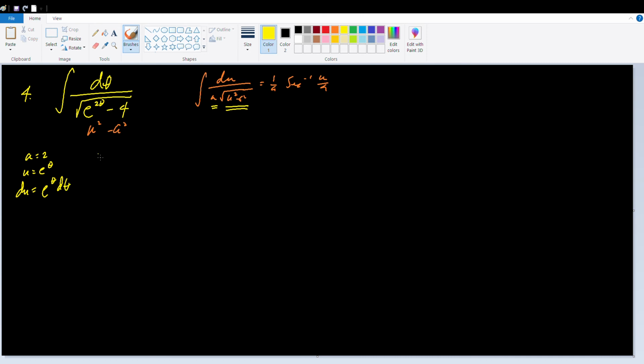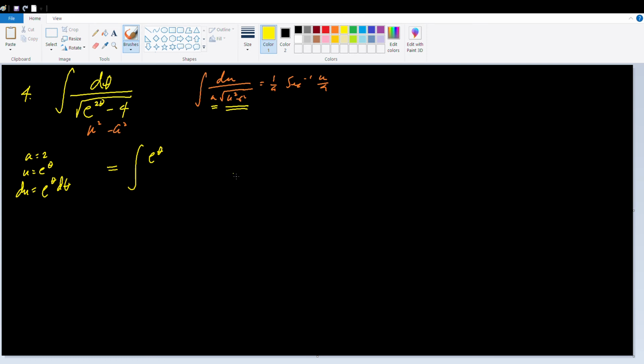So take note, to complete our du, we need e raised to theta. What we only have is d theta. So we need e raised to theta to complete our du, and at the same time, we also need the same function e raised to theta outside the radical for us to be able to use the formula. So we'll multiply by e to the theta.